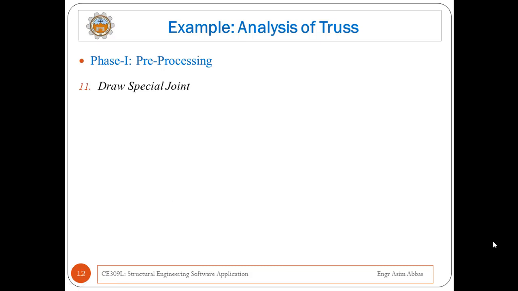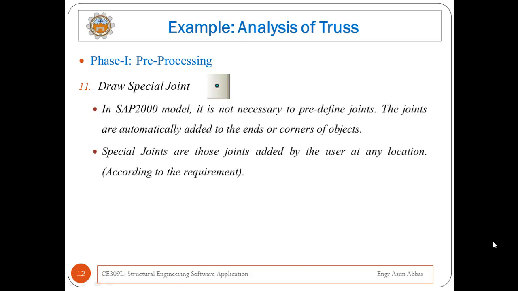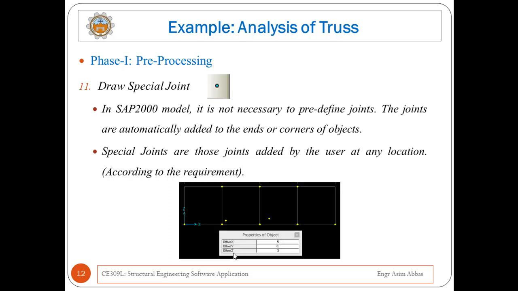Okay, step 11 is to draw a special joint, and it is an additional or optional step where you can draw a special joint where required. In order to draw a special joint, just click on the special joint icon given in the side toolbar, or you can also access it by the Draw menu. Once you click on Draw Special Joint, this property of object box will open where you can enter different coordinates in the form of offset x, y and z for the particular location where you want to draw the joint.